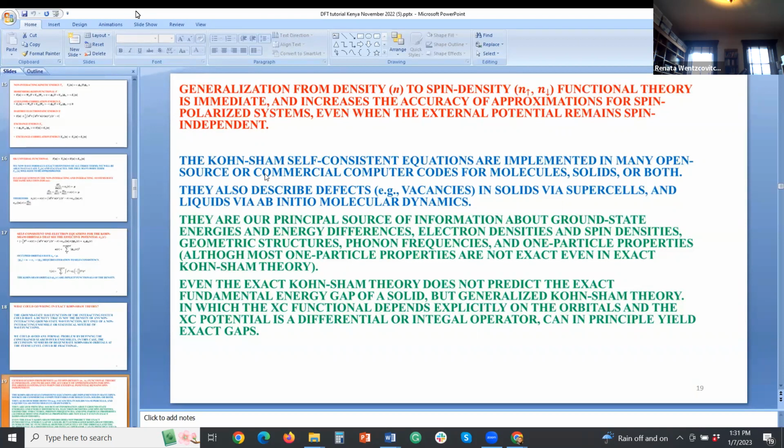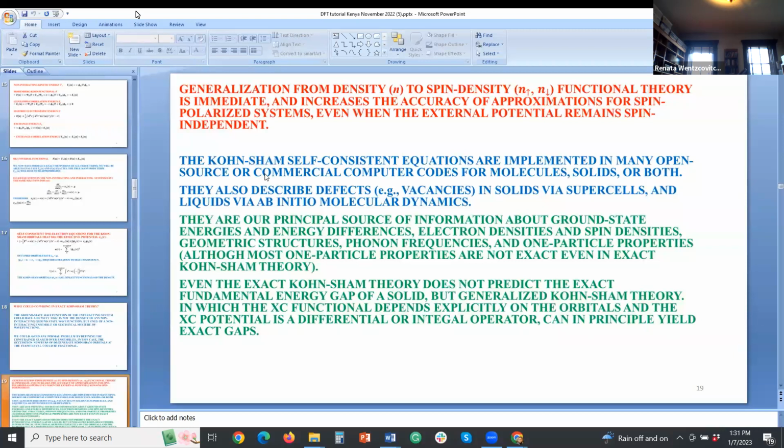And there's a simple explanation for that. It's because two functions, n up of r and n down of r, provide twice as much information as one function n of r provides. And the extra information can be used to make the approximate functional more accurate.